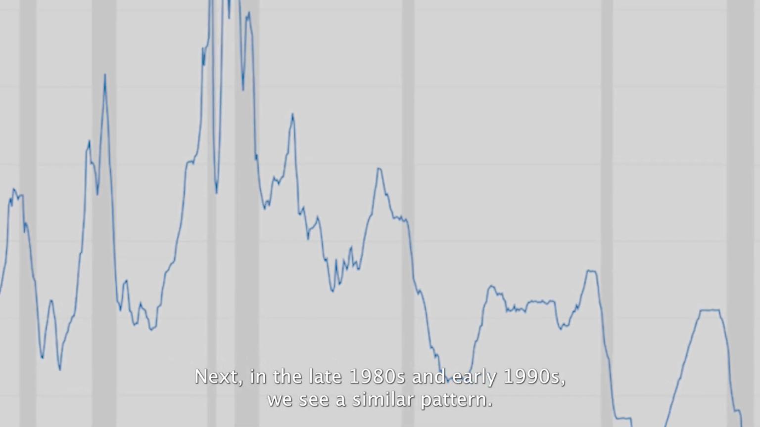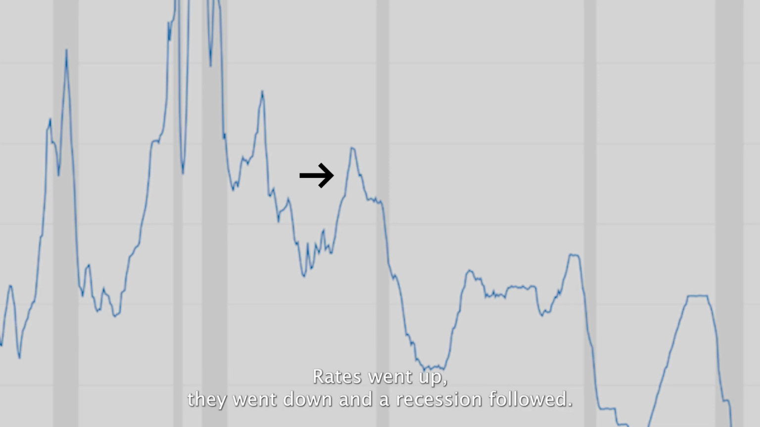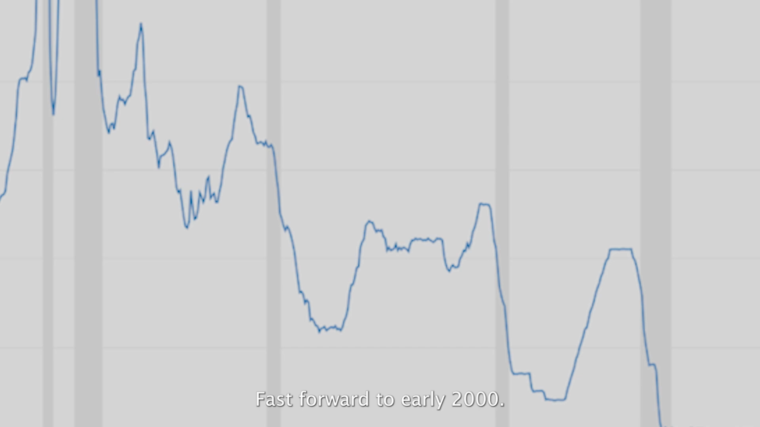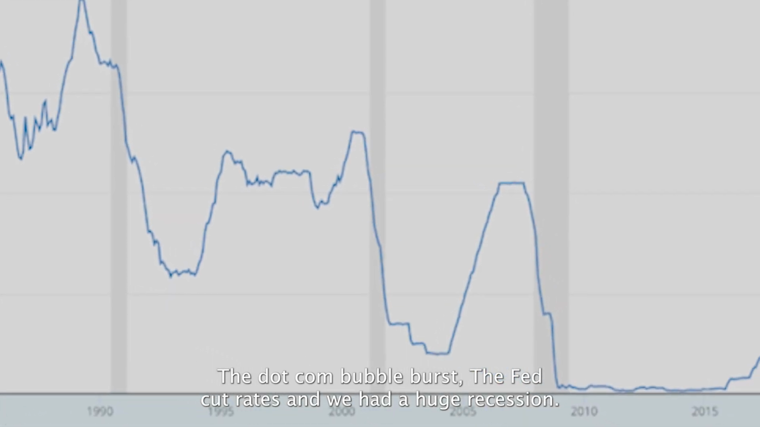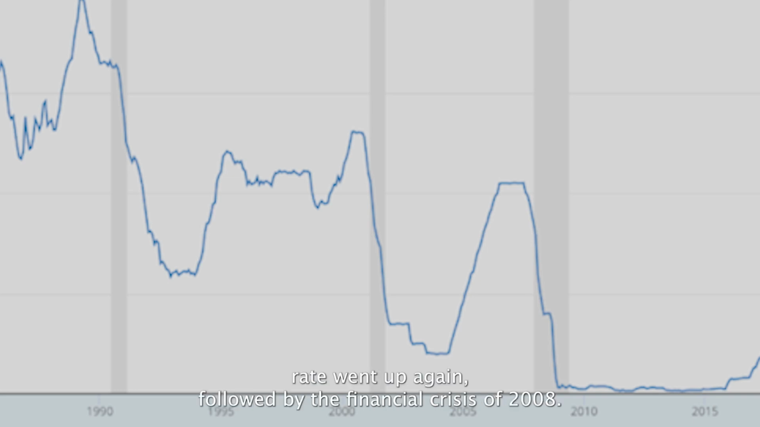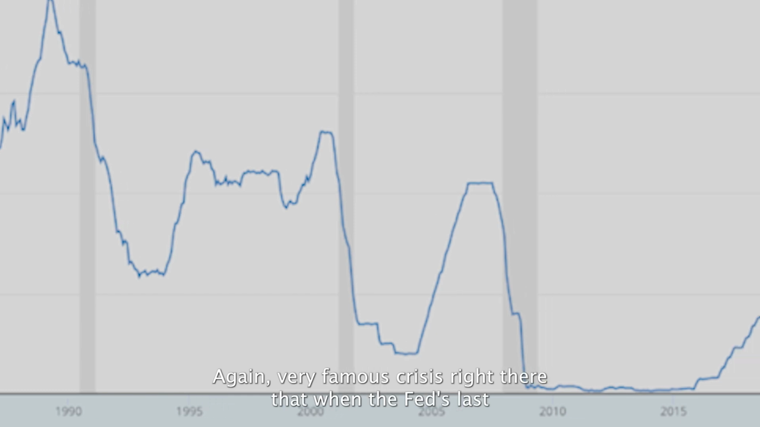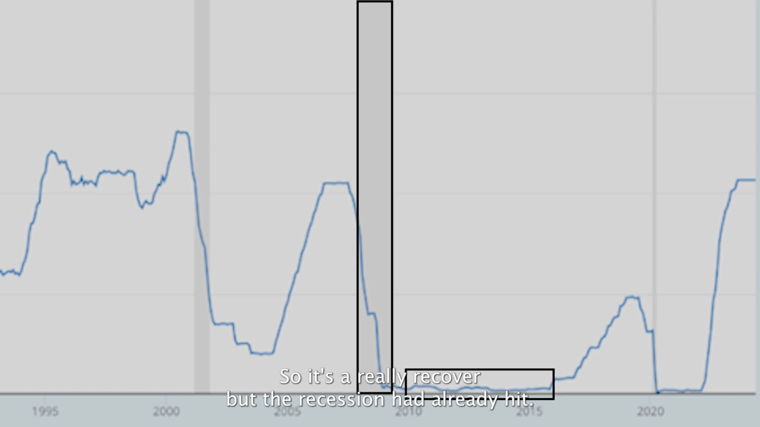Next, in the late 1980s and early 1990s, we see a similar pattern. Rates went up, they went down, and a recession followed. Fast forward to the early 2000s: the dot-com bubble burst, the Fed cut rates, and we had a huge recession. Then in the mid-2000s, rates went up again, followed by the financial crisis of 2008. Again, a very famous crisis. The Fed slashed rates to near zero to give the economy a boost, a stepping stone to recover, but the recession had already hit.